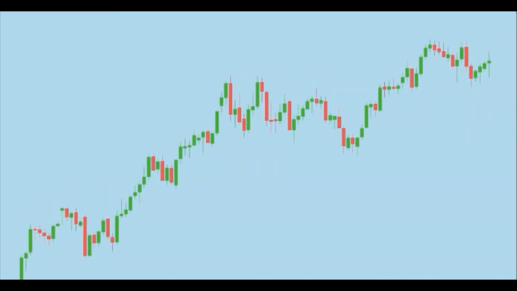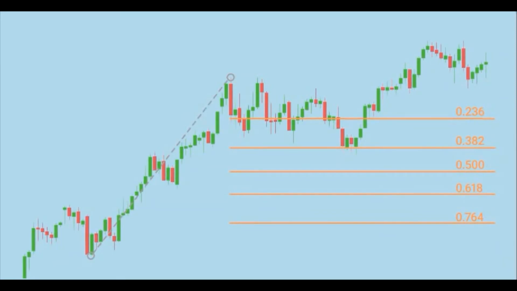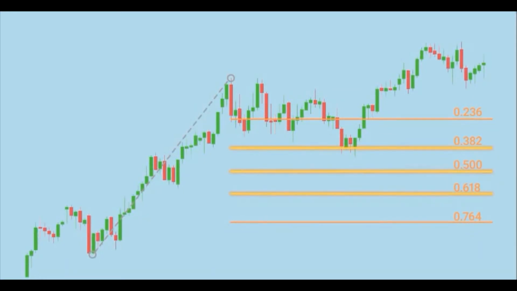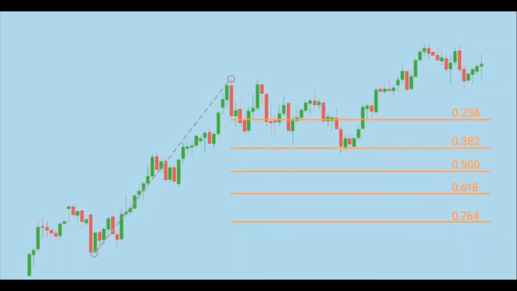When you've found the lowest swing low and the highest swing high of the main trend, use the Fibonacci retracement tool to connect the starting point with the end point. Once you've applied the Fibonacci levels, simply treat them as potential support and resistance levels. The most proven retracements are 38.2%, 50%, and 61.8%.